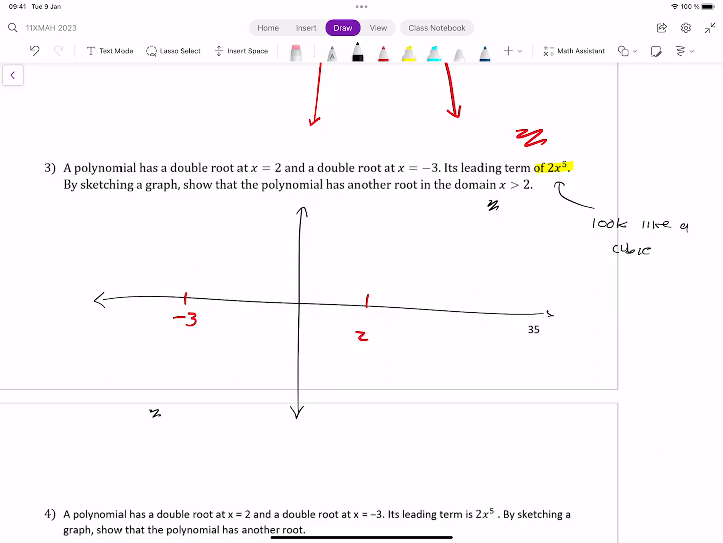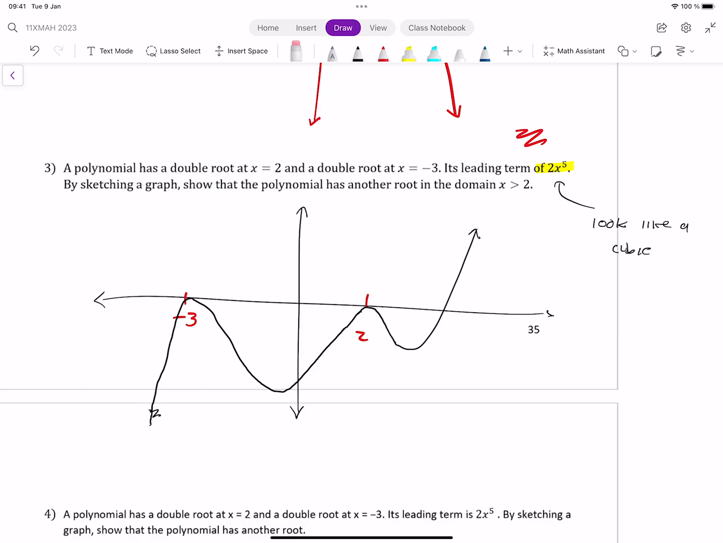So it must start down here, then it's a double root here, so it must turn around, but then it has to go back up so it can get to 2, but 2 is a double root, so it needs to turn around. But we know that it must end up here, so it has to turn around again to go back up there.